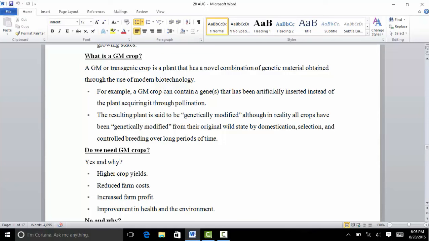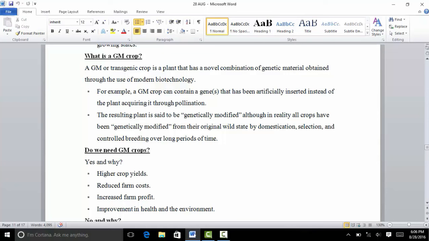Next, we are discussing GM crops. Why are we discussing GM crops? Because very recently, there was an application to commercialize the cultivation of GM mustard, which was not allowed by the GEAC. GEAC, Genetic Engineering Appraisal Committee, is the authority which decides on the applications on field trial and commercialization of a particular GM crop.